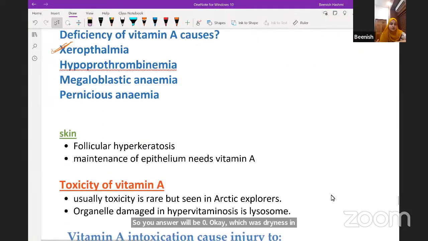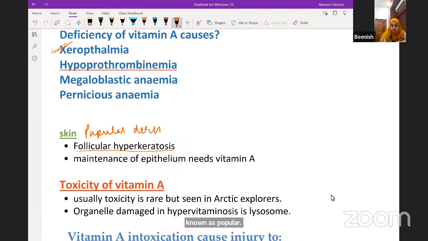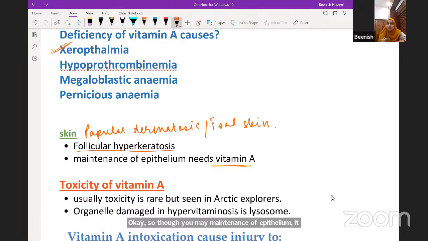Now moving on to the manifestations of the skin. It causes follicular hyperkeratosis. It is also known as papular dermatosis. It is also known as toad skin. The maintenance of epithelium needs vitamin A. In case of vitamin A deficiency, there is blockage of adnexal glands leading to toad skin.